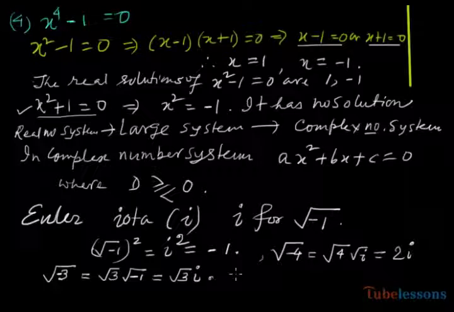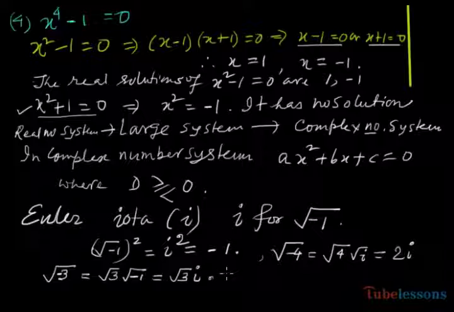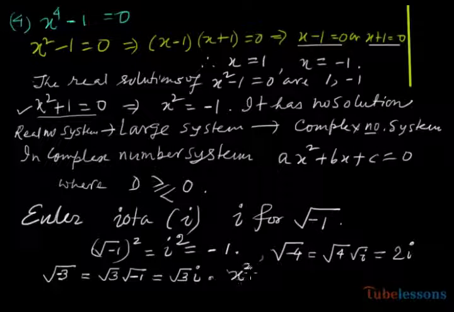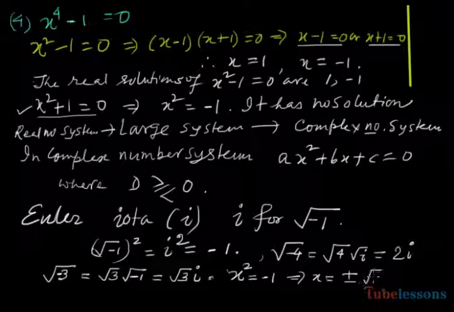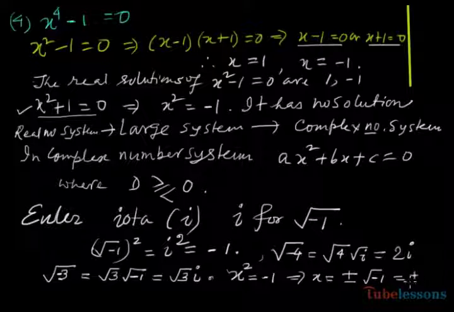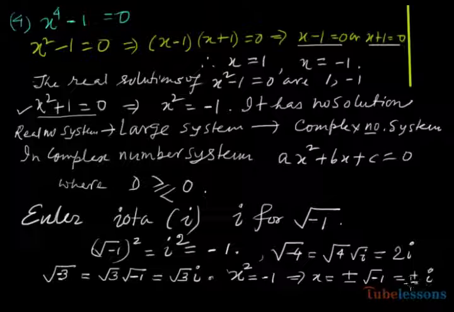Now we can solve x square plus 1 is equal to 0. So here x square is equal to minus 1. This implies x is equal to plus minus root over minus 1, which is equal to plus minus i. So we are getting two solutions for x. One is plus i, another is minus i.